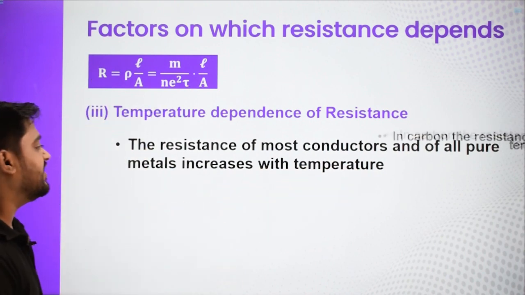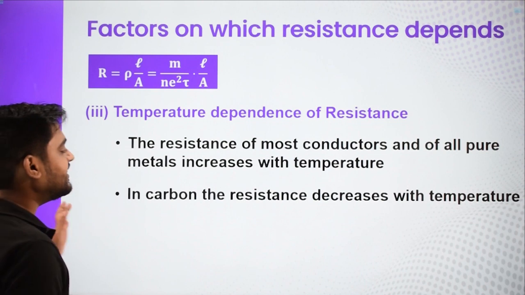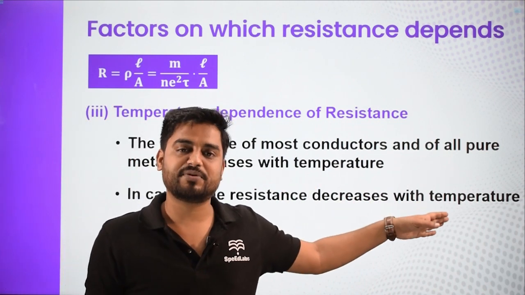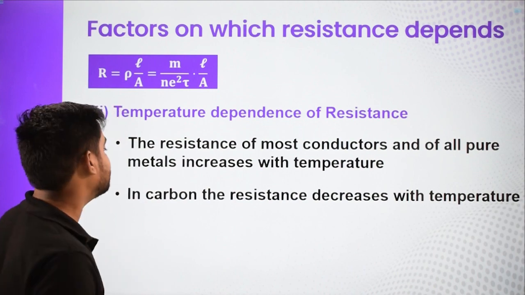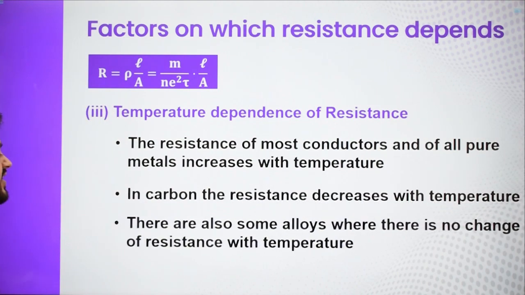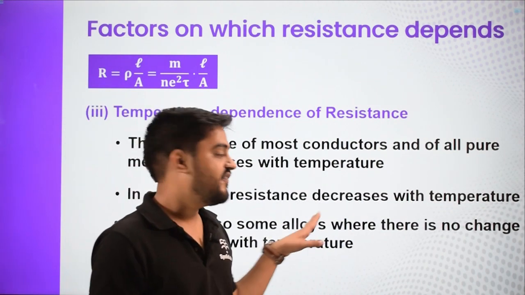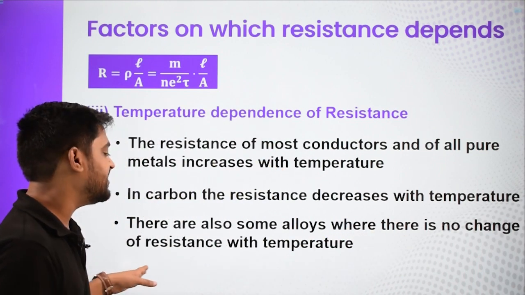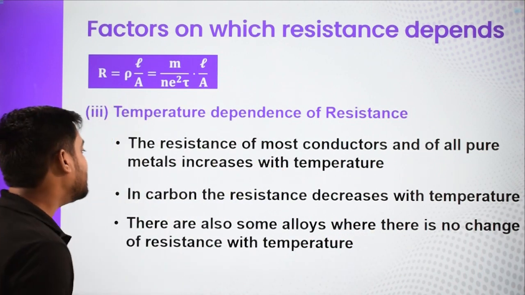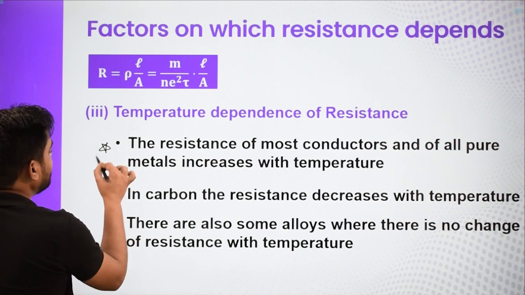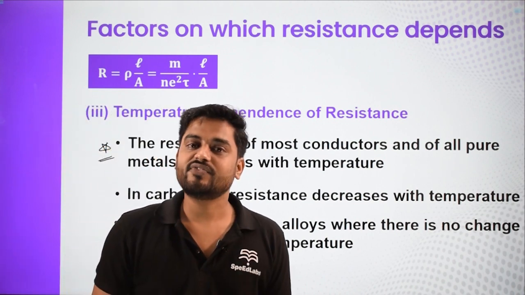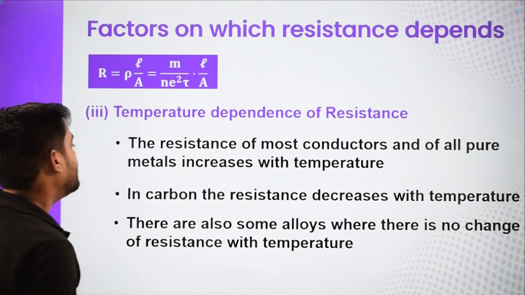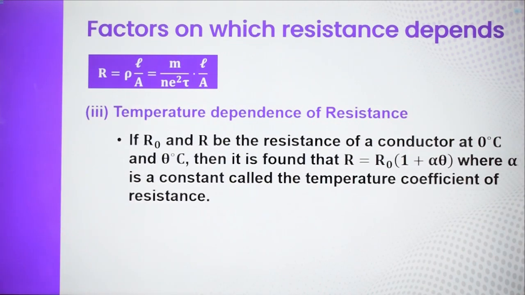So hence we can write the resistance of most conductors increases with increase in temperature. But there are some other exceptions as well. In carbon, the resistance decreases with temperature. This is not a metal, but there are other things that might also happen, where resistance might decrease as well. There are also some alloys where there is no change in the resistance with the temperature. So generally we talk about the conductor and conductor only. We do not talk about the other things. But if it is asked, you should always know that there are other things as well.